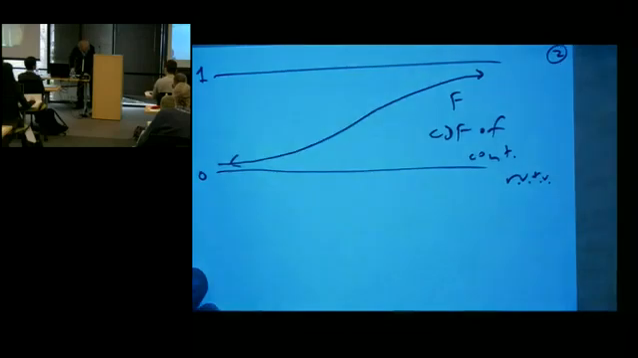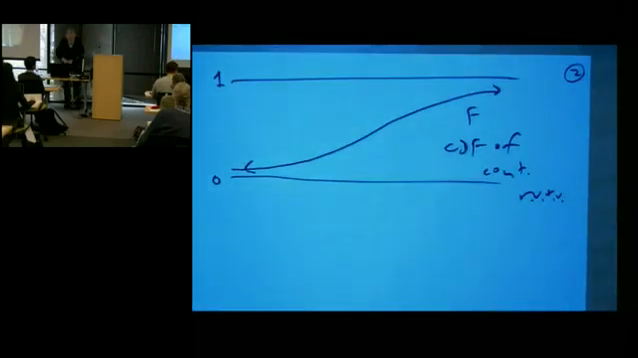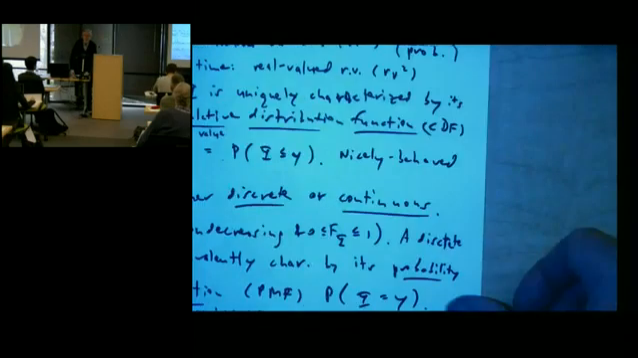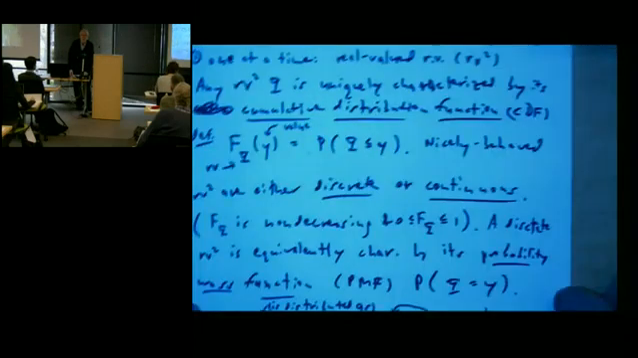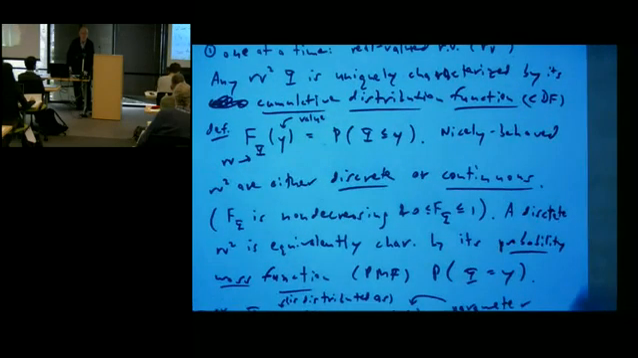Those objects turn out to be the primitive object. If you tell someone the CDF of a random variable, you've told them everything they need to know about the random behavior of that thing. And nicely behaved random variables are either what's called discrete or continuous. And the words mean just exactly what you would hope that they mean.